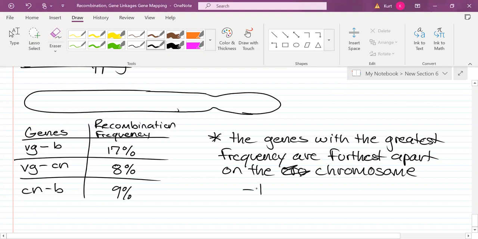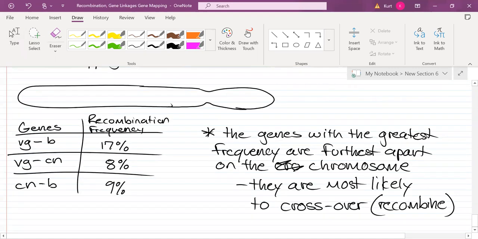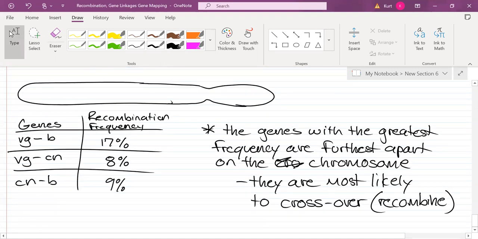Furthermore, they are most likely to cross over or recombine. Okay, so let's not overload you at the moment. Can you tell me which two genes, VG and B, VG and CN, or CN and B, are the furthest away from each other? The way you determine that is which one has the greatest recombinant frequency.